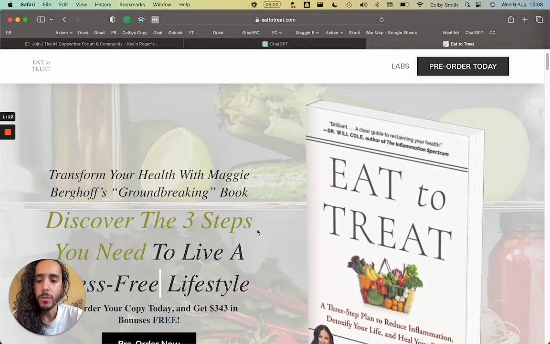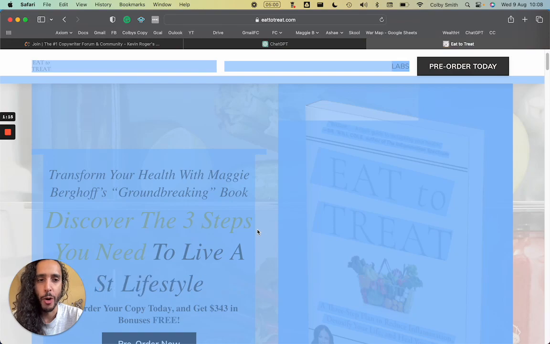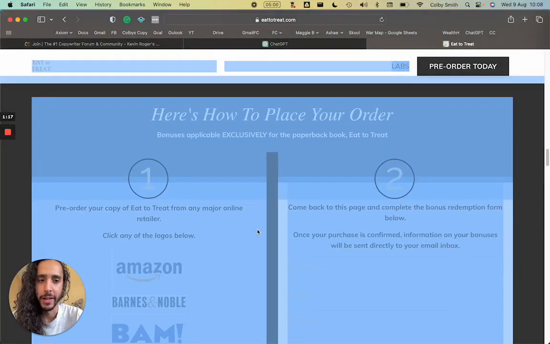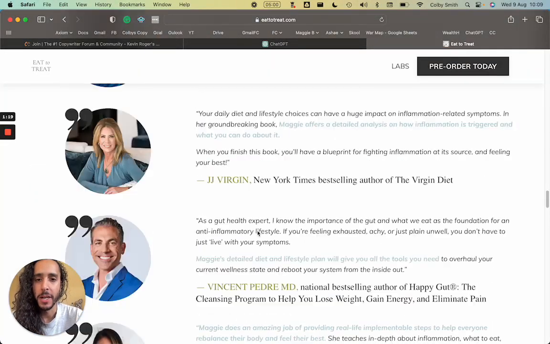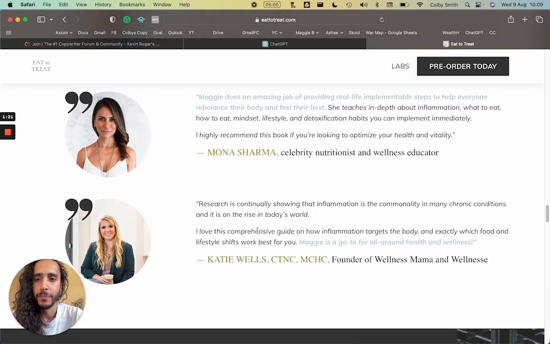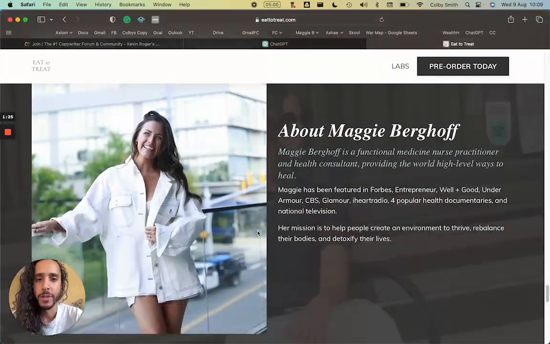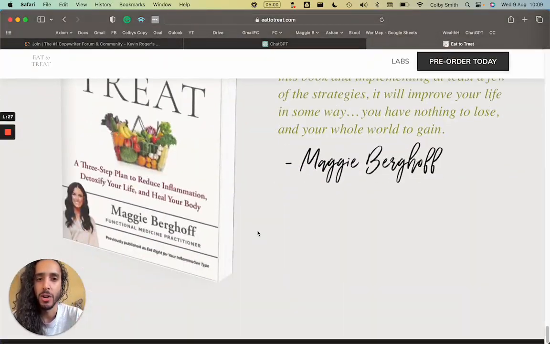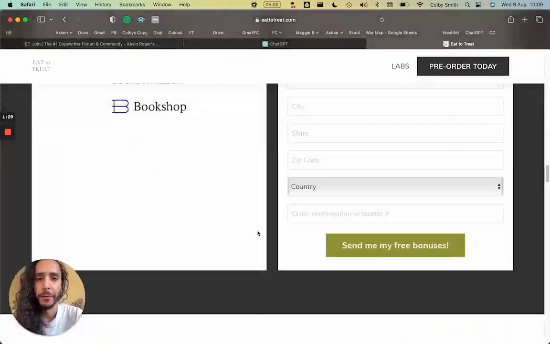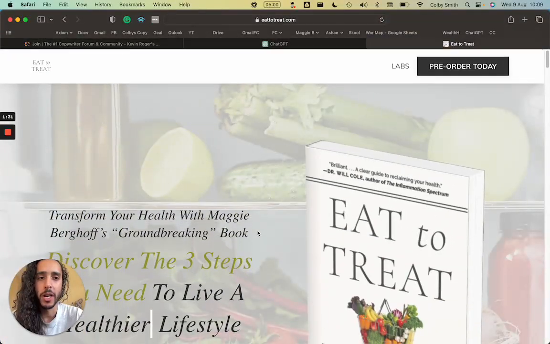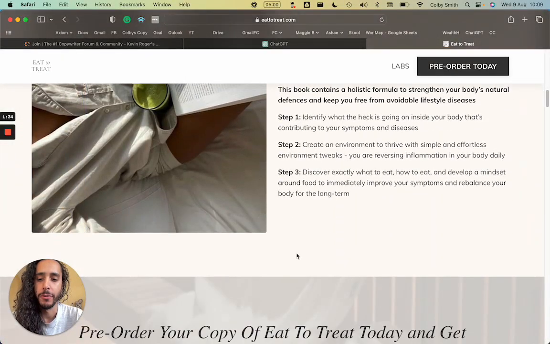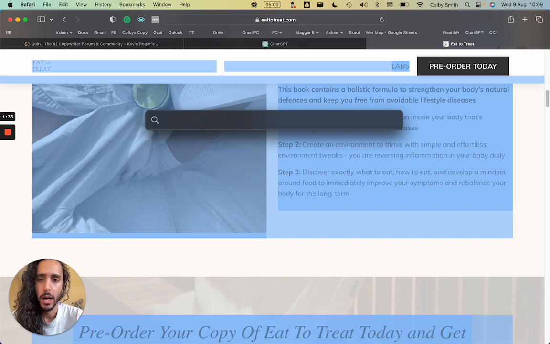So what I did was I just literally Control A, highlight everything. As you can see, it's a pretty small sales page. It has a few testimonials, a little blurb of the book, a breakdown of the chapters, and some stuff about Maggie. There's not a whole ton of information here. So coming up with 10 email angles for this is kind of tricky.